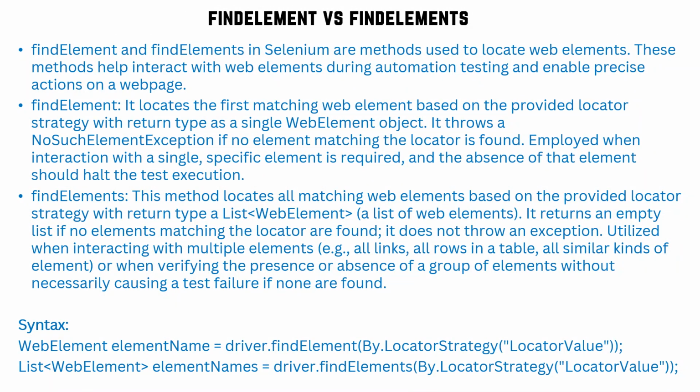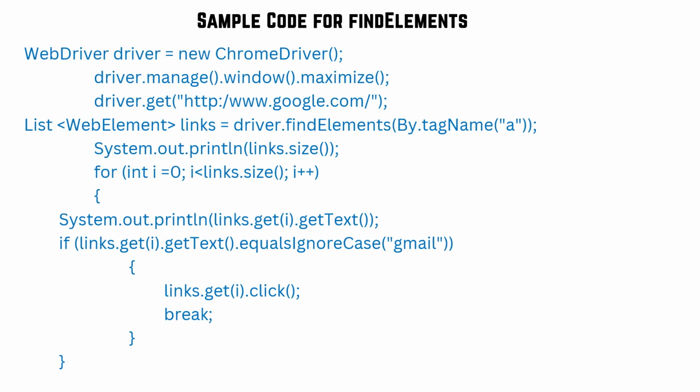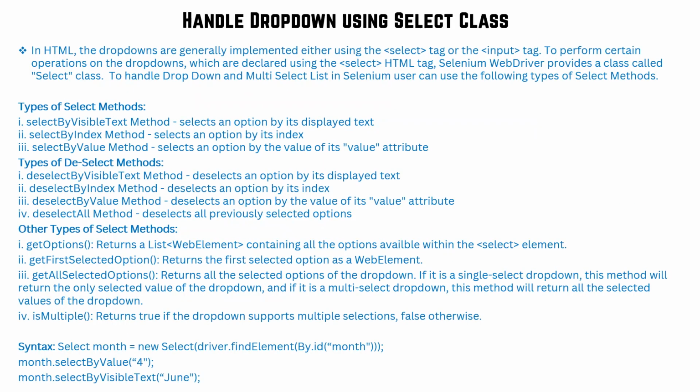Then findElement versus findElements. findElement primarily deals with only one element, and the return type will be WebElement. In case the element is not matching, it will throw a NoSuchElementException. For findElements, both come from the WebDriver interface only, but findElements mostly deals with multiple web elements. The return type will be a list of WebElement. In case nothing is matching, it will give you a blank result, but no exception. Okay, and whenever you want to deal with the drop down field, you need to use the Select class.